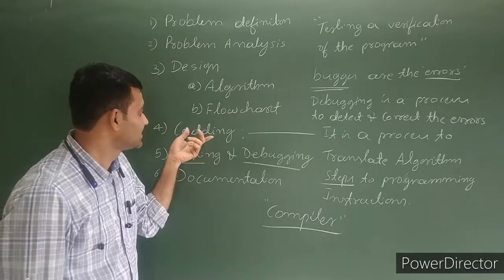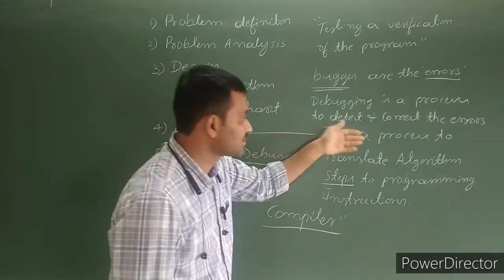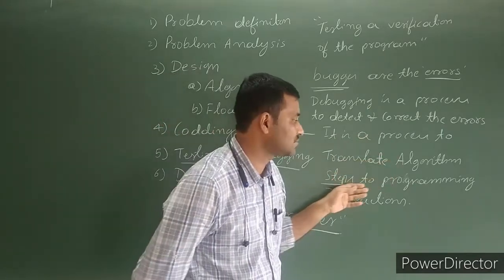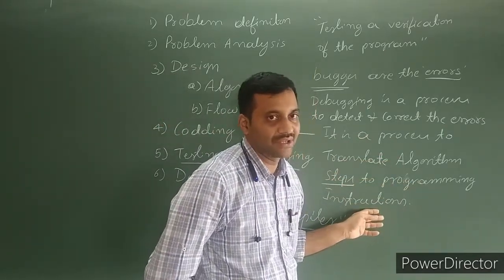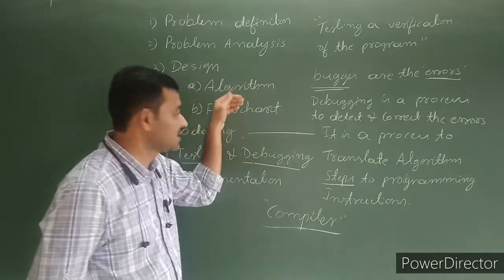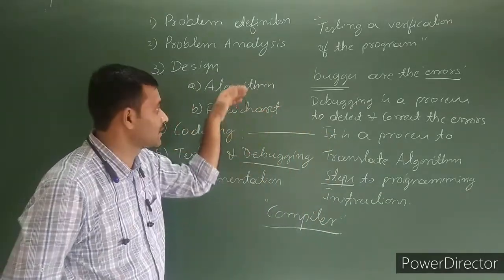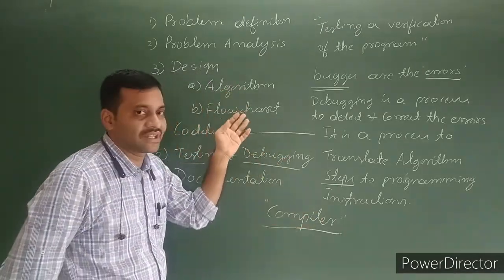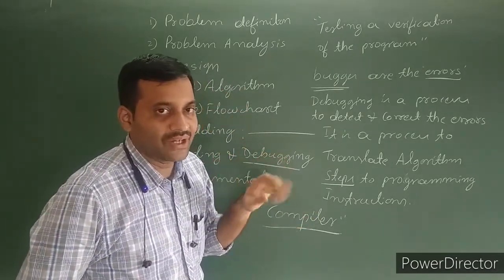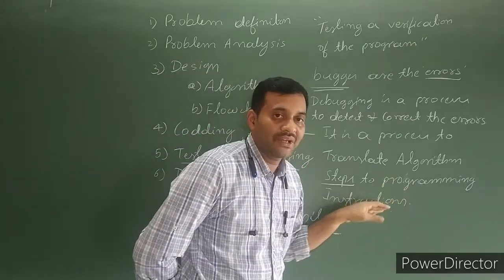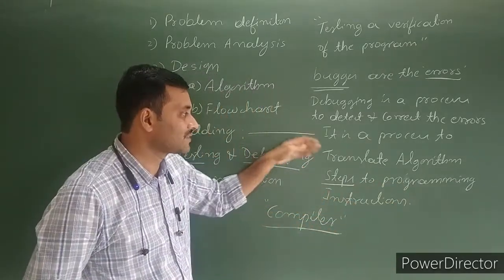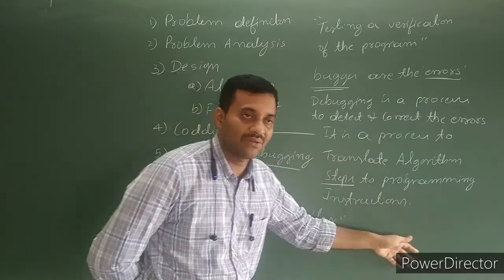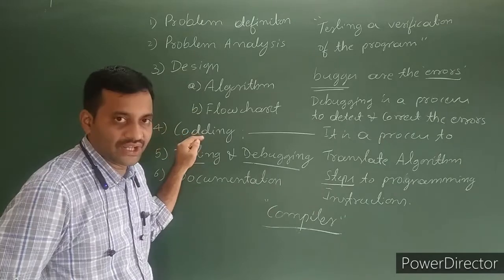What we discussed is coding. It is a process to translate algorithmic steps to programming instructions, because algorithms and flowcharts are machine independent. We write algorithm and flowchart using paper and pen. But the computer needs programming instructions. So we have to translate algorithms to programming instructions using a high level language. That is what we call coding.